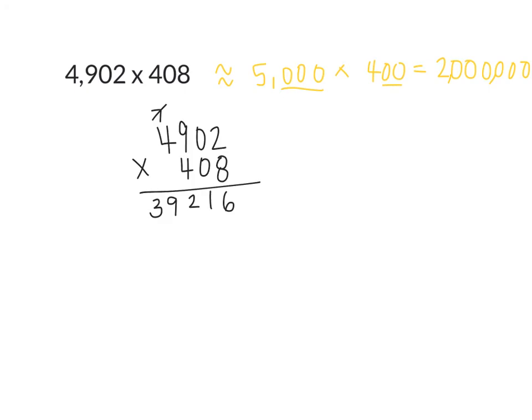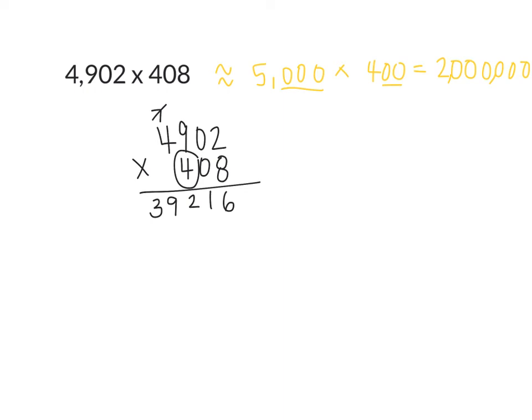Okay, I've now done 4,902 times 8. I noticed that normally I would move into the tens place, but that's 0. So I'm going to skip it. I'm going to move into the hundreds place because 0 has no value, right? So there's no tens. It says that there's 0 tens, but there are 4 hundreds.